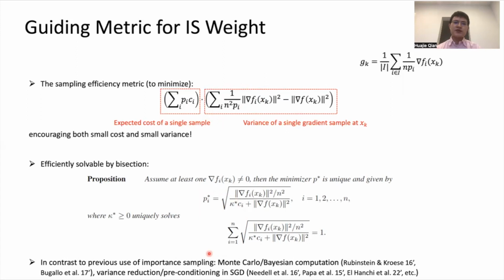I also want to mention that our use of importance sampling is very different from its traditional use. For example, in Monte Carlo computation, it's used to estimate quantities that are otherwise very hard to estimate. And in SGD, it's used to reduce the variance in gradient estimation or for preconditioning of the problem. Whereas in our case, we use importance sampling to control the frequency at which each component is sampled so as to lower the sampling cost.